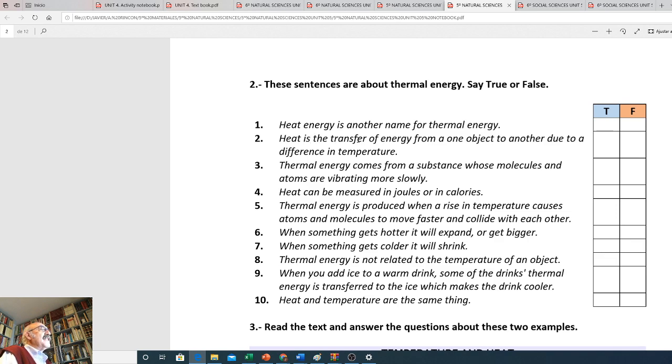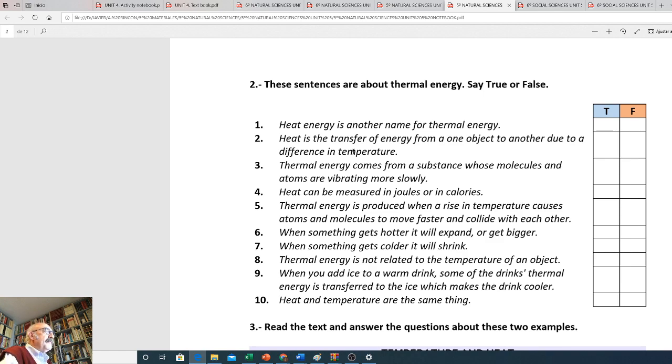Good. Number 2. Heat is the transfer of energy from one object to another due to a difference in temperature. So if you are hotter, you can transfer your heat energy to another object that is cooler. Remember that this is the same. Okay, so what do you think? True or false? Yes, true.